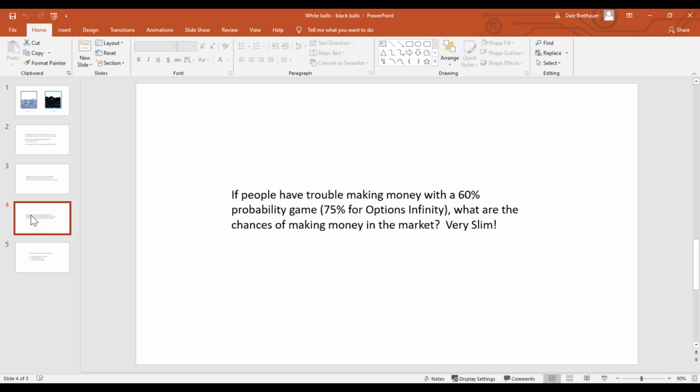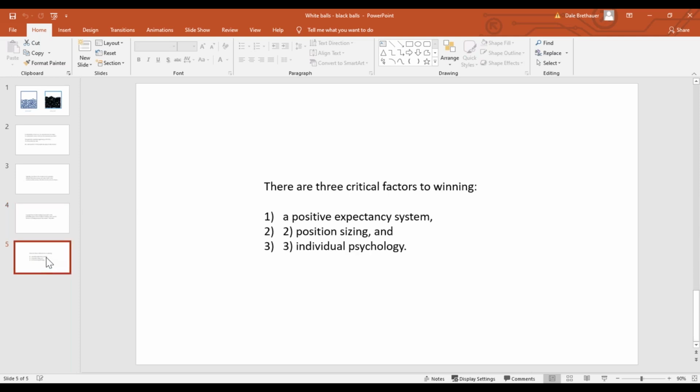Know when to get into a trade. Know when the setup is correct. Know when to exit. If people have trouble making money with a 60% probability gain, 75% for us, what are the chances of making money in the market? Very slim. So how do we get around that?